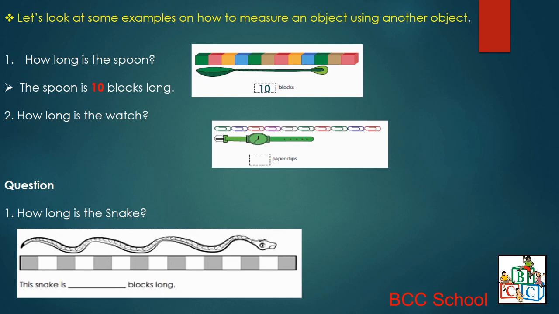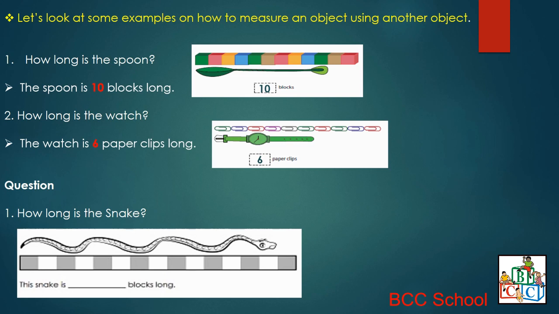Now, let's look at the second example. Here we have a watch and some paper clips. So we're going to measure the watch using paper clips. Now, can you count how many paper clips we have? How long is the watch? Yes, 6 paper clips. So the watch is 6 paper clips long. How long is the watch? The watch is 6 paper clips long.